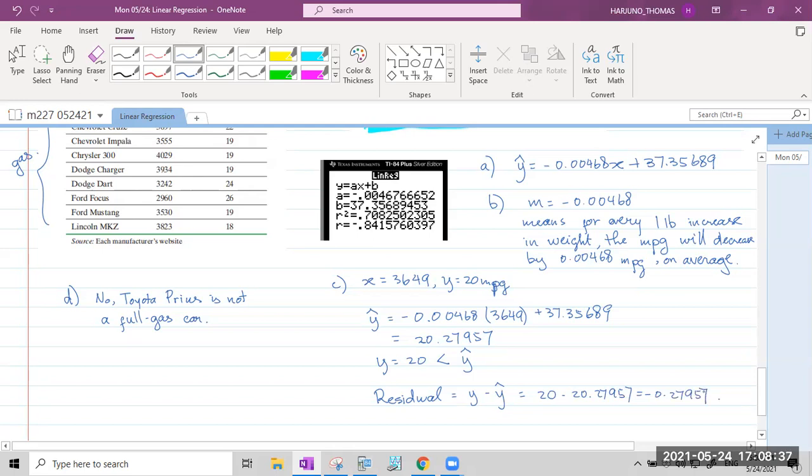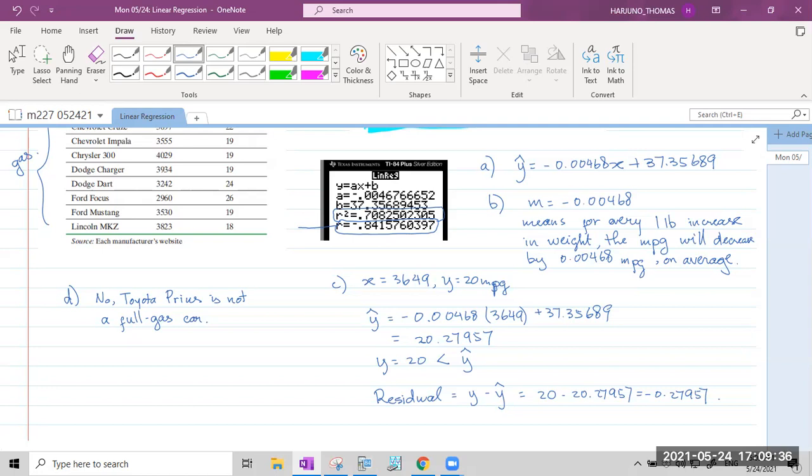What is the coefficient of correlation? As you can see, it's negative, which means as the weight increases, the mileage will decrease. Now, the coefficient of determination: approximately 71% of the mileage is determined by the weight of the car. So it's not the only determinant, but body weight determines about 70% of how the mileage increases or decreases.